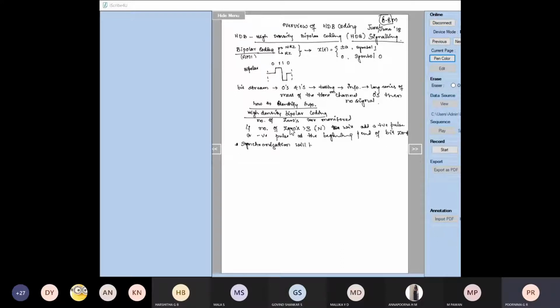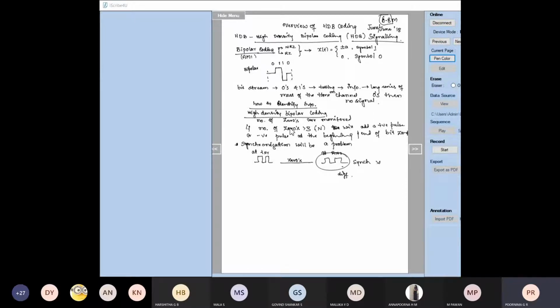Will be a problem. What do you mean by synchronization? Because at the transmitter, whatever clock you are going to make use of, the same clock at the receiver you need to make use of. Because when the high density bipolar technique is not used, if the signal goes like zeros completely, with the absence of signal at the receiver, synchronization will become a problem, because with respect to the transmitter, when reconstruction has to be done, it will be a difficult task.